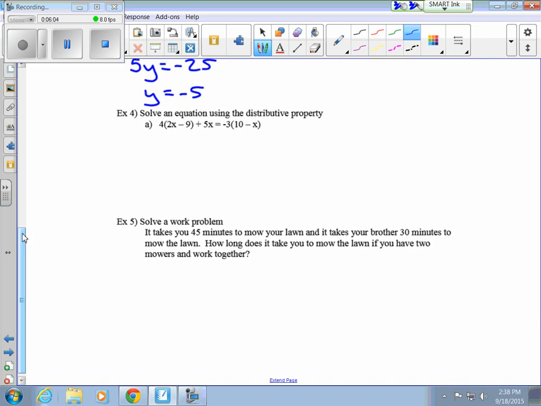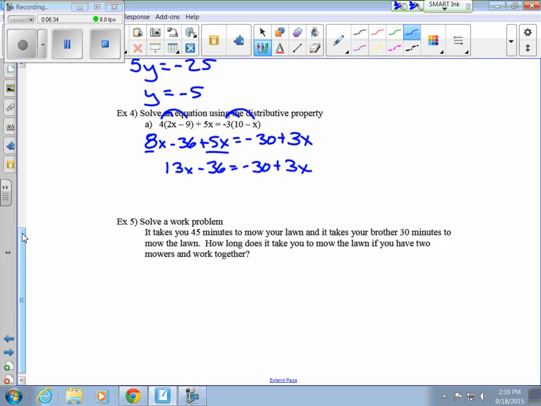Example 4. We're going to solve the equation with the distributive property. Again, we've looked at this already this year, and you've looked at it hundreds of times in the past, but we're going to do the distributive property. So that's going to give us 8x minus 36 plus 5x equals negative 30 plus 3x. Now we're going to combine our like terms. So we have 2 of them here, so that's 13x minus 36 equals negative 30 plus 3x.